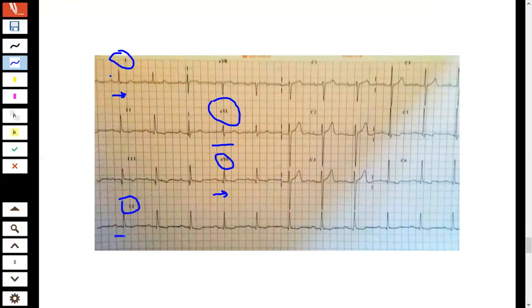And if we look at the third method by comparing leads 1, 2, and 3, all the 3 leads, you can see all the 3 leads have positive QRS complexes. That means this ECG shows the normal cardiac axis.